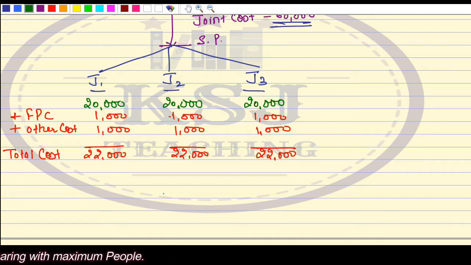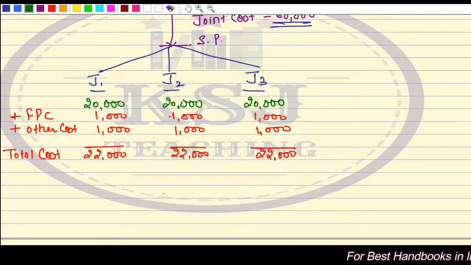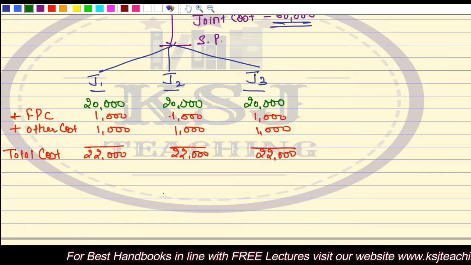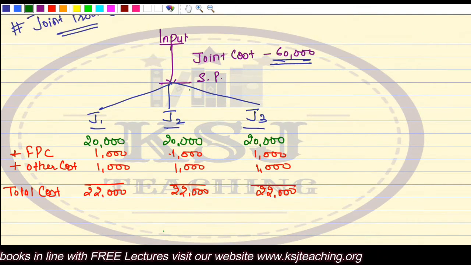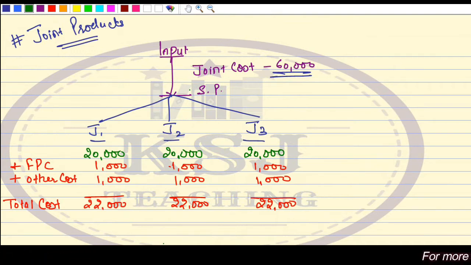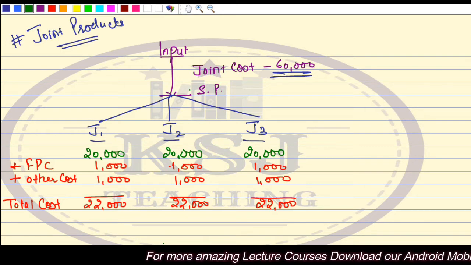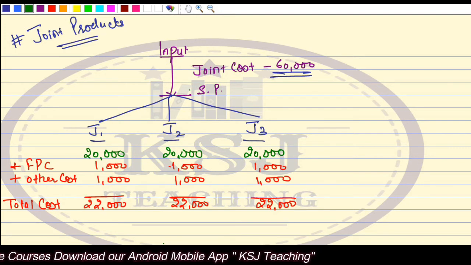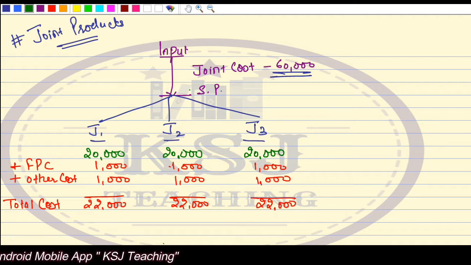Clear? Now tell me one thing, will you go to the market and sell the product for 22,000? This is your total cost. First, forget about the reverse cost method. I have not yet started with it. What I am telling you is whatever we have studied so far. There is a joint cost of 60,000. We distributed the joint cost by the various methods, whether NRV, final sales, physical units or contribution, whichever method. After distribution, I get the joint cost 20, 20, 20. I added the further processing cost 1000 in each case and the other cost 1000 in each case, so the total cost is 22,000.